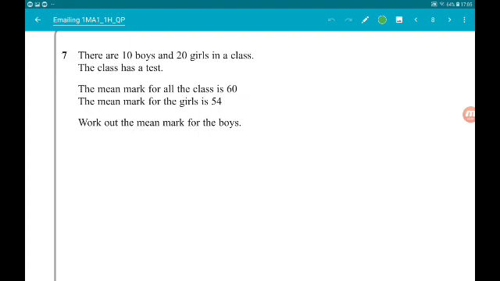Okay, question 7, we have reverse mean. So I've got a few videos on this, they will be down below. There are 10 boys and 20 girls in a class. The class has a test. The mean mark for the whole class is 60. The mean mark for the girls is 54. Work out the mean mark for the boys.